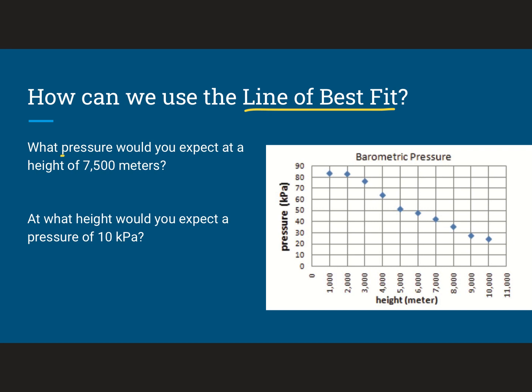We're being asked, what pressure would you expect at a height of 7,500 meters? We're looking at barometric pressure, comparing the pressure and the height. To find out what pressure you would expect at 7,500 meters, we're simply going to come halfway between 7,000 and 8,000, and go up until we get to where we think it would be on the line. So it'd be somewhere right about here, between, let's say, 39. So I'm going to say that pressure is 39. And that's all I did.